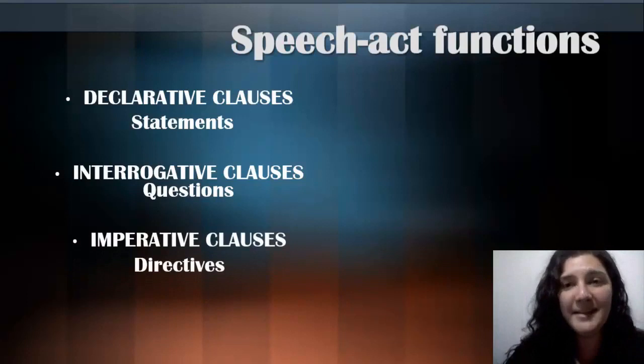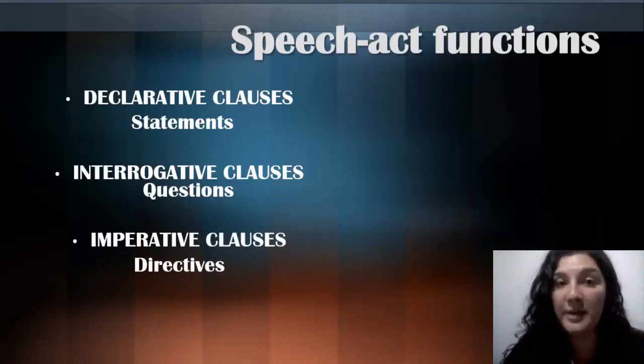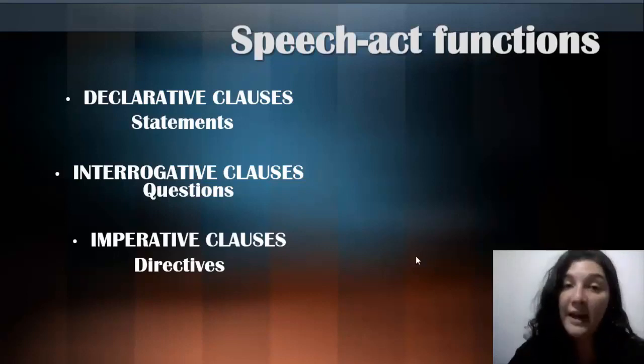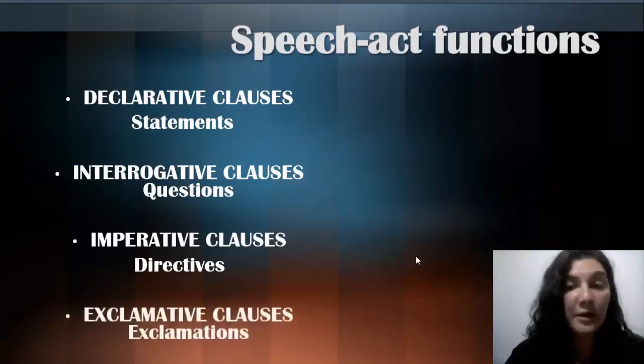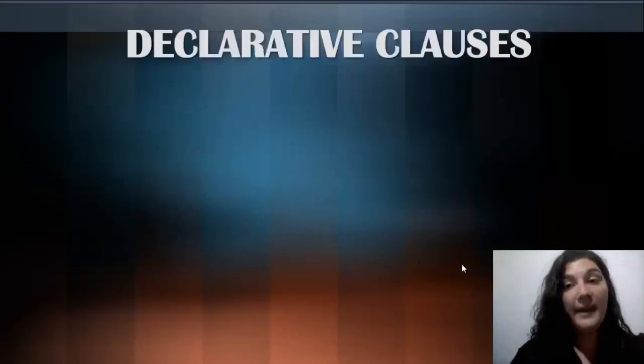When we want to get something from someone, we use imperative clauses and we ask somebody to do something by using directives. And finally, when we want to express an opinion or an attitude towards a topic, we use exclamative clauses. And we show our appreciation regarding that topic by using exclamations. Now we're going to see these four speech act functions in detail. Let's begin with declarative clauses.